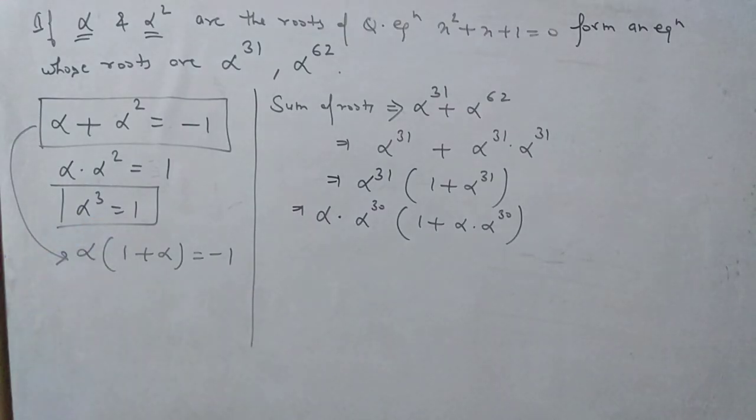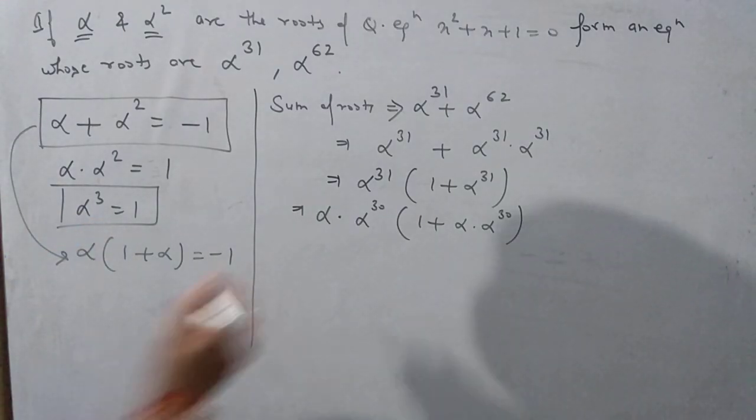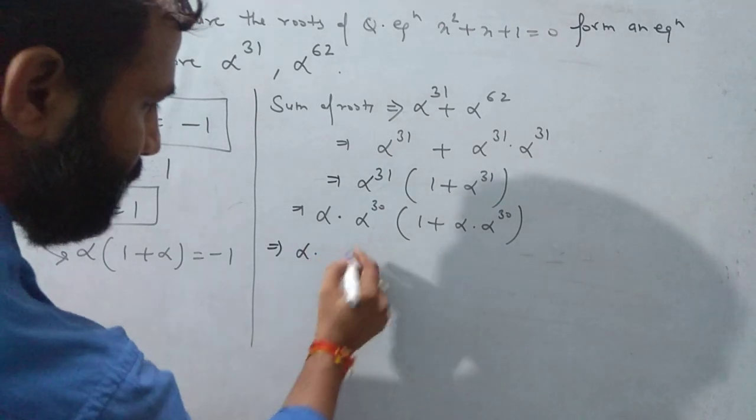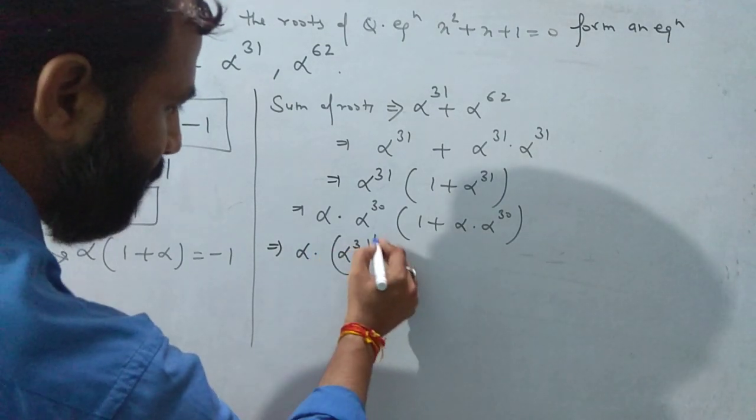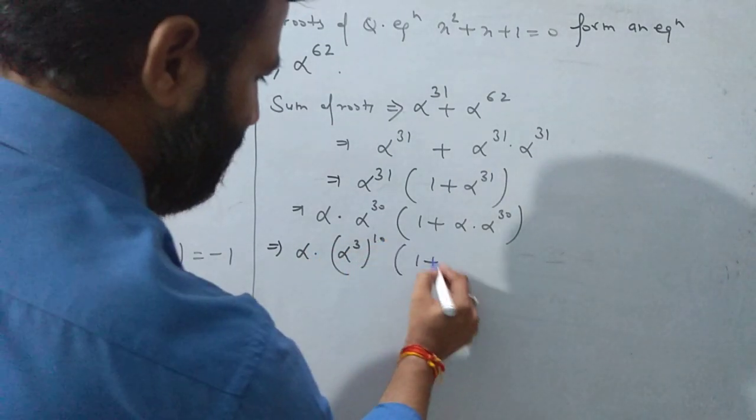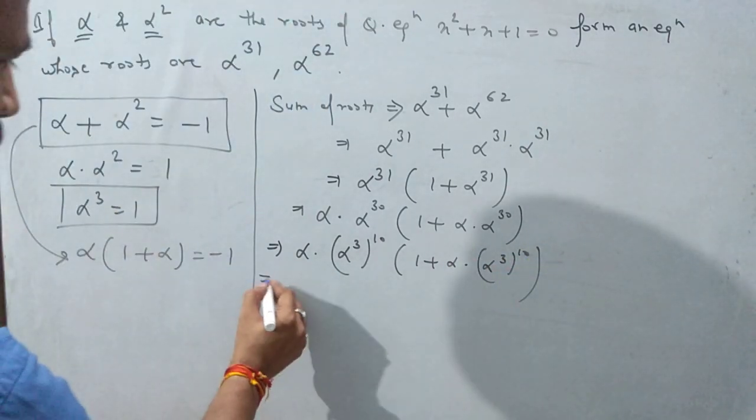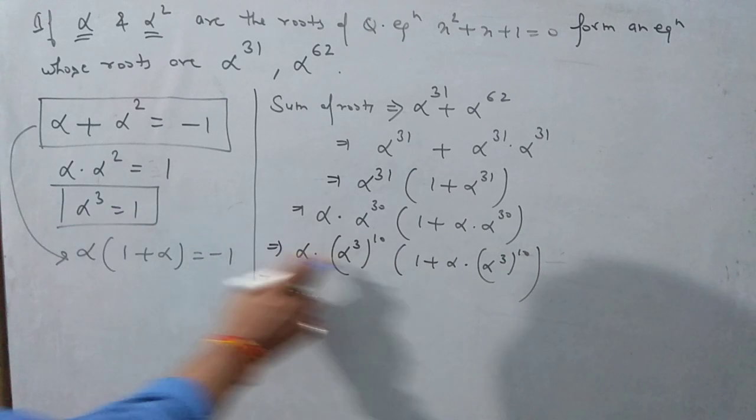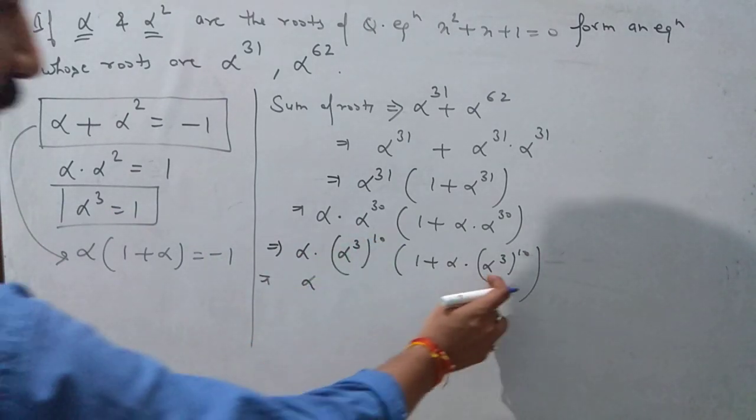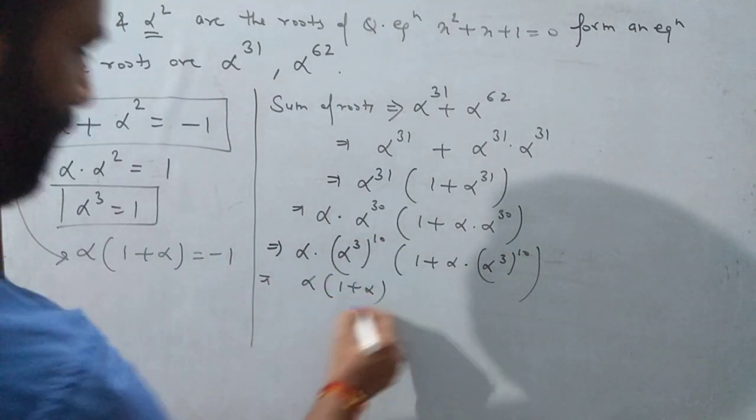Since alpha cube is given as 1, alpha stays as it is, and alpha to the power 30 can be written as alpha cube to the power 10. Again, 1 plus alpha can be written with alpha cube to the power 10. Now alpha cube is 1, and 1 to the power 10 is 1, so it is alpha, again 1 plus alpha.